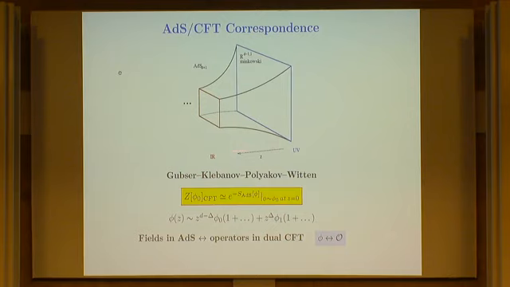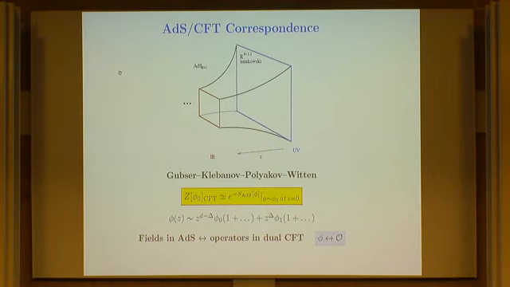And the idea is that there's a correspondence between this high dimensional theory and the quantum theory that you're interested in that's enshrined in this so-called Gubser-Klebanov-Polyakov-Witten formula, which tells you that the partition function of your boundary theory is related to the exponential of some classical action residing in this higher dimensional space-time.